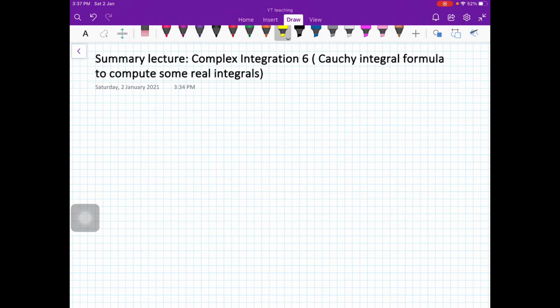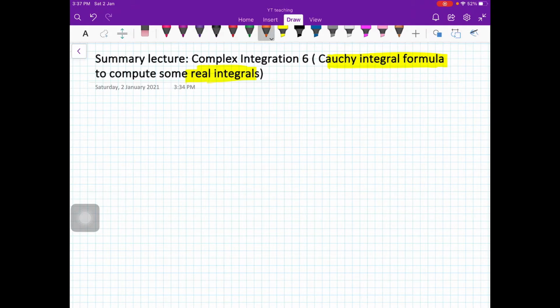In this video, we are going to do something interesting. We are going to compute a real integral using Cauchy integral formula, or sometimes we can just use Cauchy's theorem. In this video I will just discuss one problem, but later in the residue theory we'll compute many real integrals with the help of these complex tools like Cauchy integral formula and Cauchy's theorem.